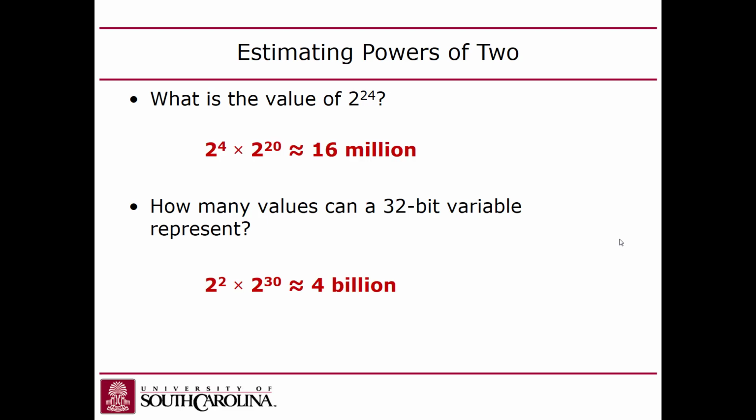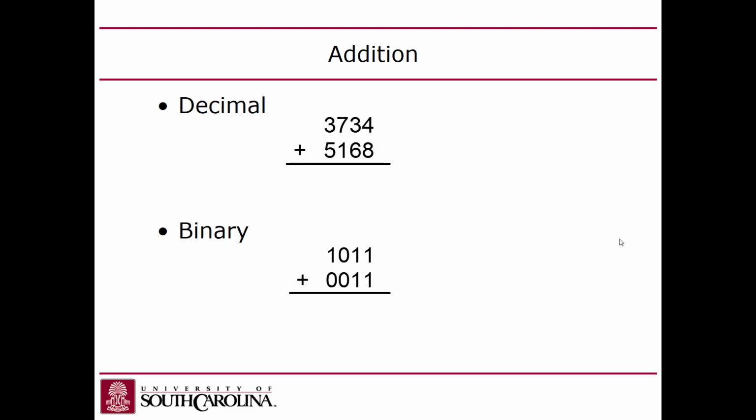How many values can a 32-bit number have? Well, if 2 to the 30th is your gibibyte, so a gibi is about 1 billion, and 2 to the 2nd is 4, so 4 billion. So you kind of have to break those down that way. Otherwise, you think 2 to the 32, it's like, what is that? Okay.